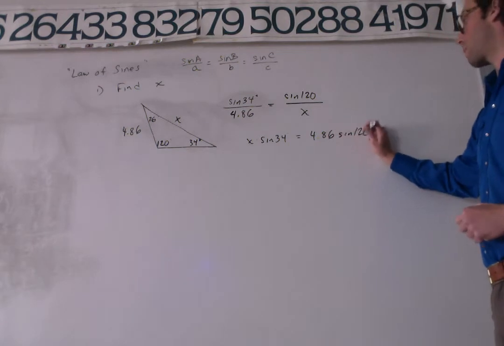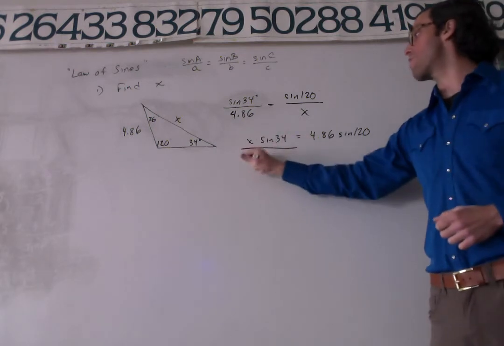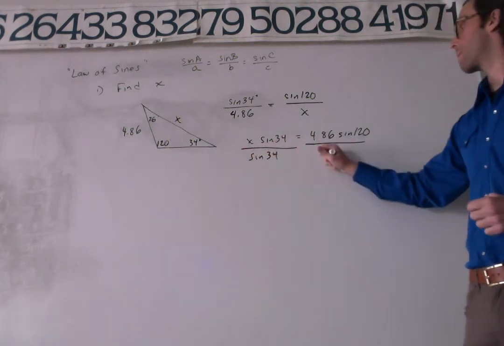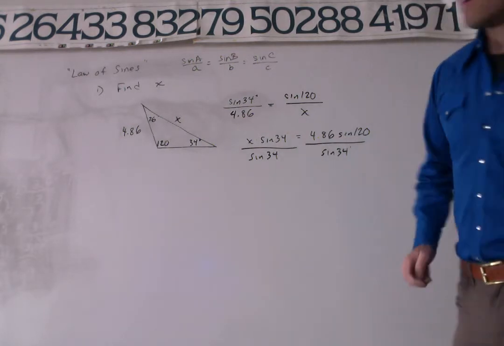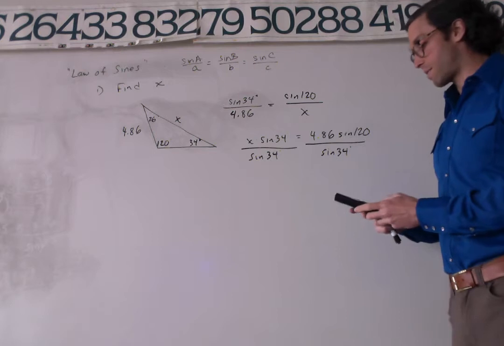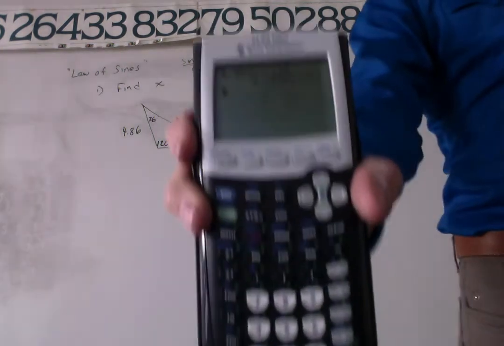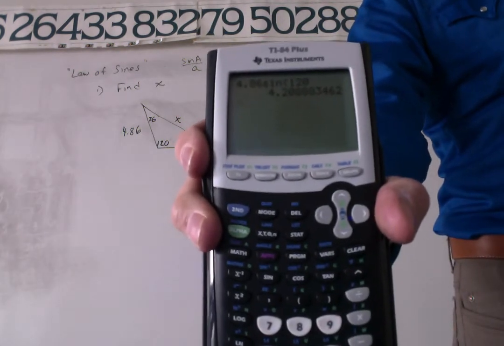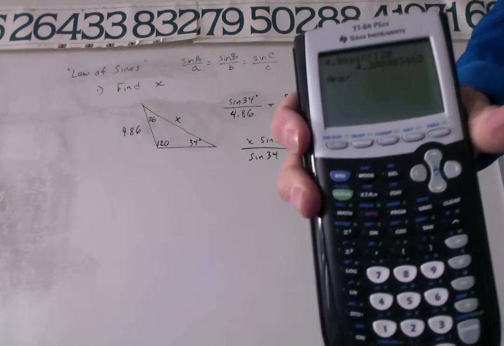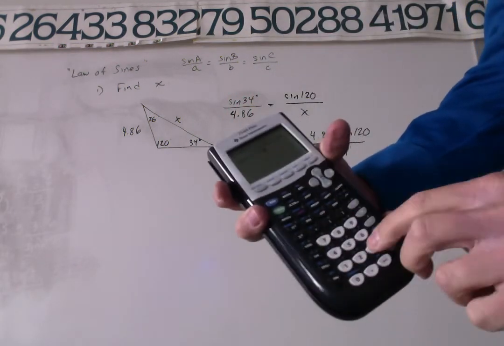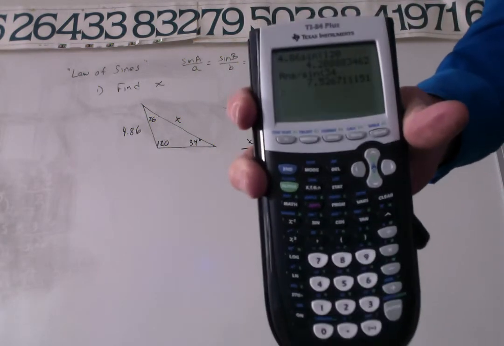and now we get out the calculator. All right? Because now we'll be dividing both sides by whatever sine 34 is to solve for x. So on the calculator, we can type in 4.86 sine 120. I would recommend then hitting enter. Then just hit divided by, and now you can type in sine 34. You could do it all in one step if you use parentheses appropriately, but this is probably a safer way to do it.